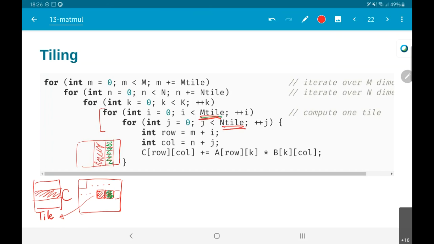Now, does this solve the problem completely? No, because I will still probably need to read the values of A and B multiple times. It's just that I may not need to read each element in A n times. I might be able to read it just n divided by n tile number of times. So if A is of size 1000 and the tiling size n tile is just 10, it means that every element in A I will need to read 1000 by 10, or 100 times, which is still far better than reading it 1000 times.